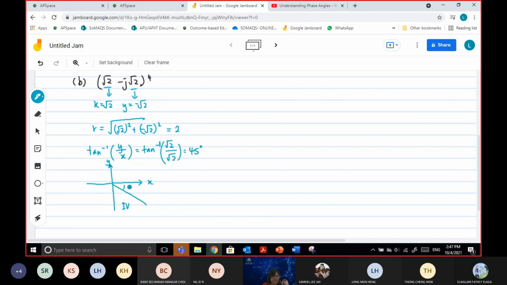So 45 degrees is here, so you may have a negative 45 degrees. That means theta is equal to negative 45 degrees. Remember, for the third and fourth quadrants, we can express it as a negative angle. So I can write it as R, which is 2, angle negative 45 degrees, then power of 4.